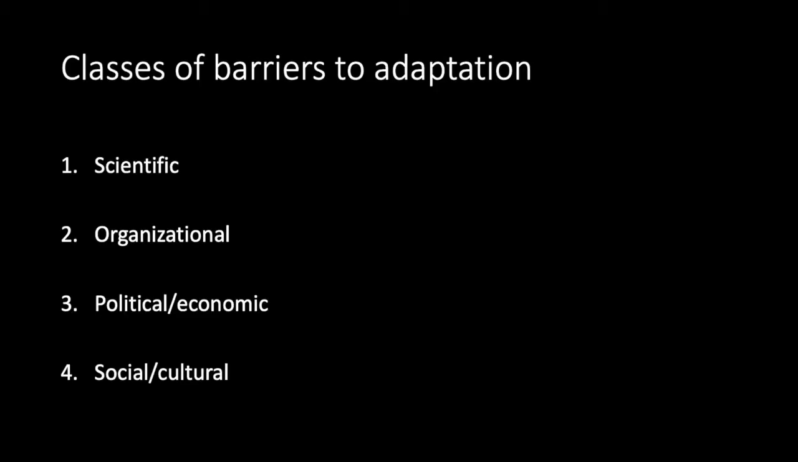This lecture has discussed four categories of barriers to adaptation: scientific, organizational, political economic, and social cultural. Adapting to climate change is affected in different ways across societies by all four of these barriers. Next time, we'll discuss barriers to mitigation, some of which are similar to barriers to adaptation, and how those attempts to mitigate climate change are having unintended consequences.